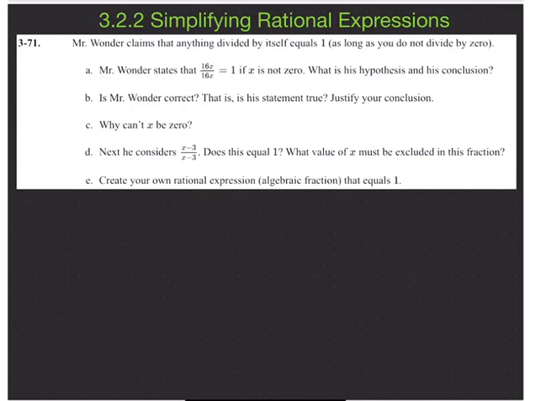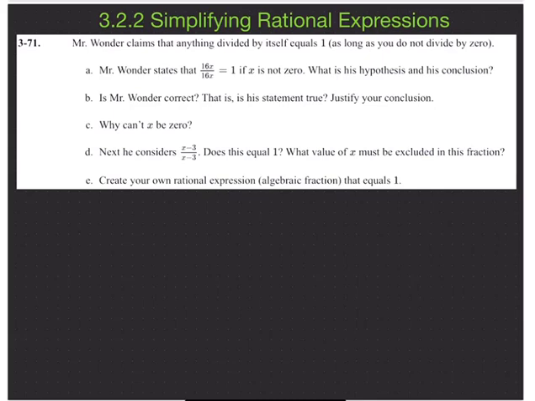Today we're going to do section 3.2.2, which is simplifying rational expressions. A rational is like a ratio, so a number over a number, or a factor over a factor. So a fraction is what we're going to look at, and we're going to see how the number 1 can be useful. We're going to analyze and compare these rational expressions and get a better understanding of what's going on with them. Sound good?